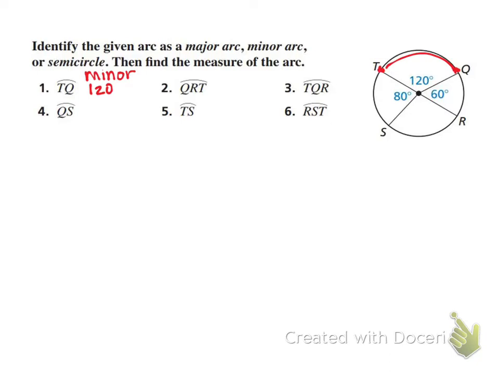I'm going to go to number 2 next, QRT. So from Q, I want to go through R and end at T. So am I going to go left around the circle or right around the circle? To the left or to the right? To the right. I want to go through R and end at T. So you can add those 3 arcs. You could also, it's all of the circle except for how much? 120. So what could I do with that 120? Subtract from 360. So what is the measure of this one? 240, which makes it a major arc.